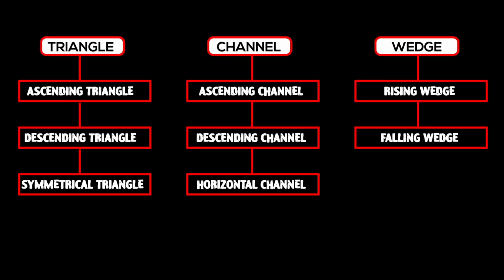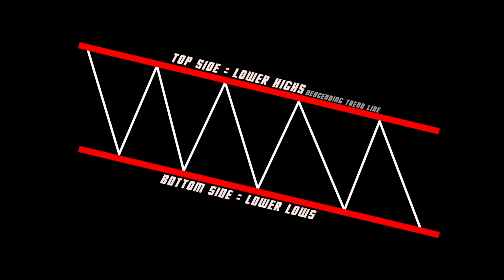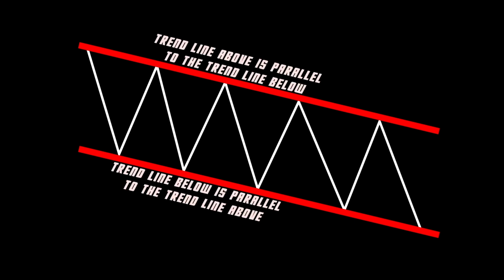So next, the descending channel pattern. The top side of the descending channel makes lower highs, which allows for a descending trend line to be created. The bottom side of the descending channel makes lower lows, which also allows for a descending trend line to be placed. The two trend lines are parallel to each other and are both in a downward direction.